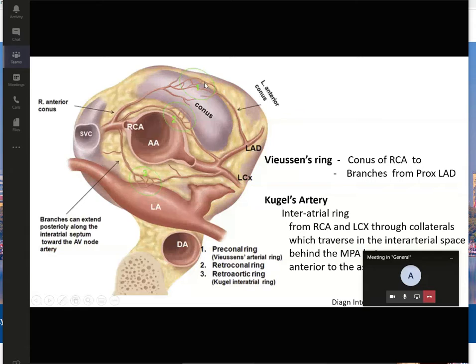The anterior one is the Vieussens and the posterior one is the Kugel's artery. The Kugel's connects the circumflex and the RCA. The Vieussens ring connects the LAD and the RCA through the conal region. So these things you should know: the two named rings, the Vieussens ring and the Kugel's anastomotic ring. This picture is available in none of the journals or textbooks.